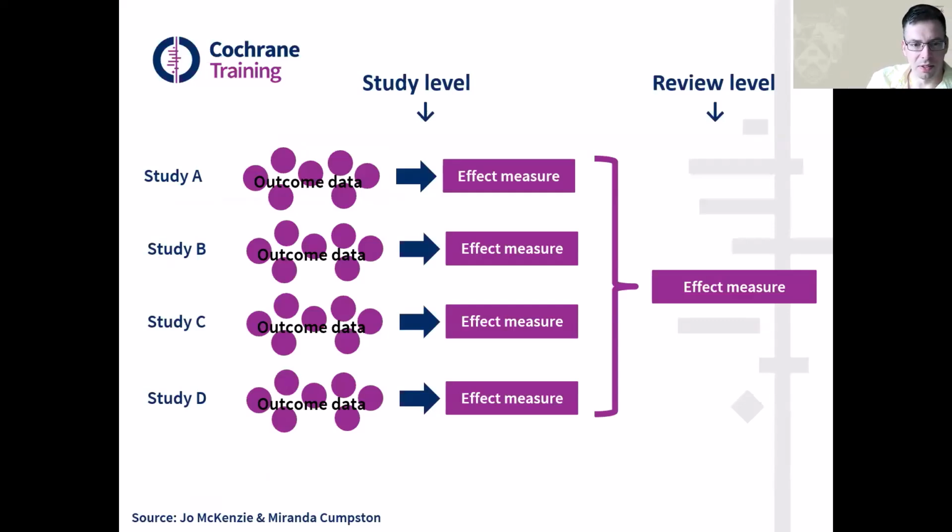And that will be summarized within the study as some effect measure. So, for example, as a relative risk or an odds ratio, or for more continuous data, it might be a mean difference. Hopefully you've seen the sessions on estimation of effects that we've also done in Cochrane. So each study will have some effect estimate associated with it from its outcome data. And what we want to do, of course, is move to the review level and put them all together and summarize those data as a single effect measure across the whole systematic review. And that is meta-analysis.